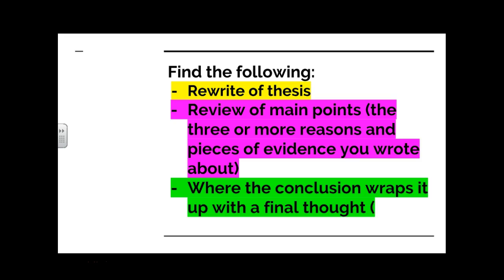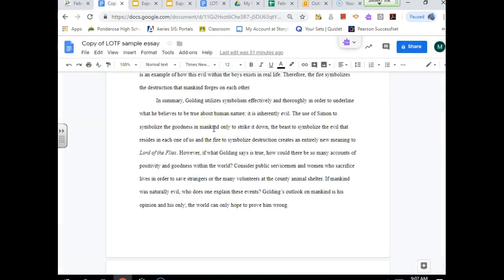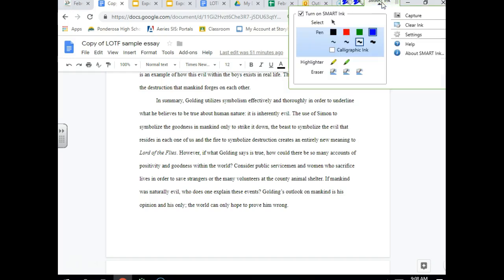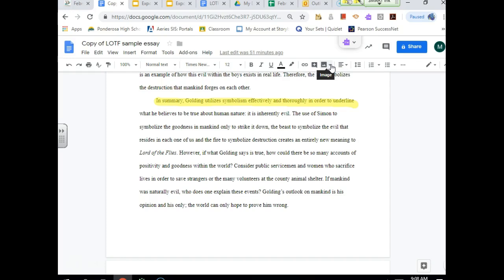Okay, so the first thing we're going to look for is the rewrite of the thesis. Where is that addressed? "In summary, Golding utilizes symbolism effectively and thoroughly in order to underline what he believes to be true about human nature. It is inherently evil." Did I go back to my thesis? Okay, good. So I'm going to highlight it in yellow. Excellent. I've got my first sentence, which goes back to my thesis. Do you guys see my transition here? You need to transition into your conclusion. You have to signal to me that it's not another paragraph.